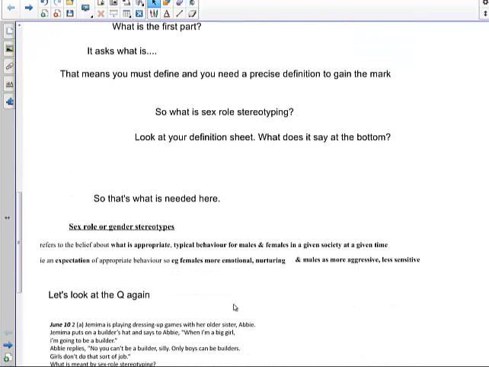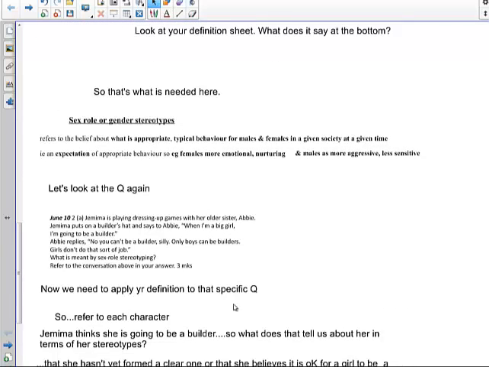Let's have a look. Sex role or gender stereotypes. This is what it says on your sheet. Refers to the belief about what is appropriate, typical behaviour for males and females in a given society at a given time. All right, it's an expectation of appropriate behaviour. And you could then develop it. You don't need to for this particular question. It doesn't ask you to give an example because we're going to use it as an application question. But you do need to define this properly.